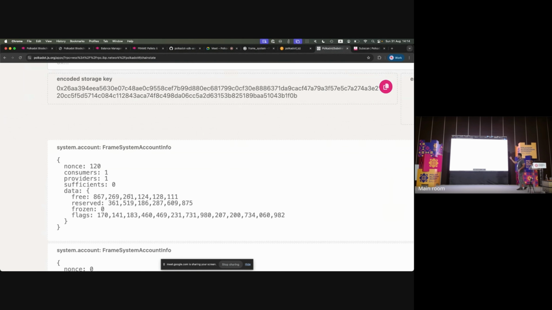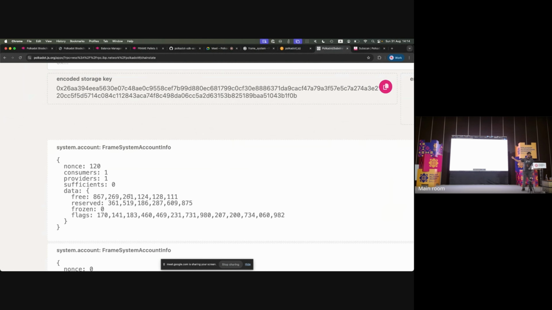Okay, so what is the core account info that we store for users? There's a nonce, some consumers and providers. We'll touch a little bit on what they are. Sufficiency, legacy, you can ignore it. And then there is some data, some free balance, some reserved balance. And this is what I was talking about, and frozen, right? So free is free, reserved or holds are the same. In this case, they are totally the same.